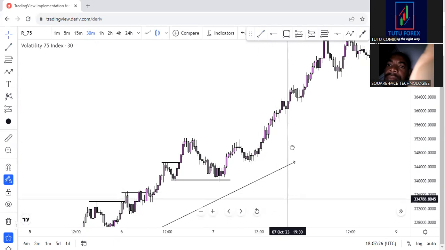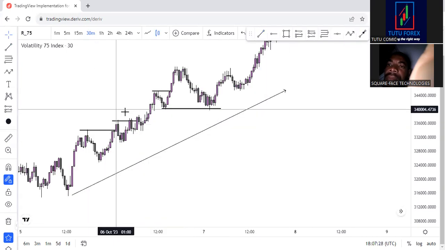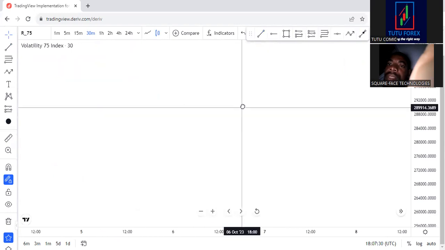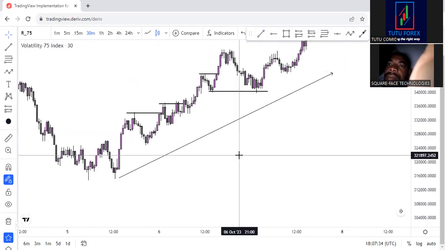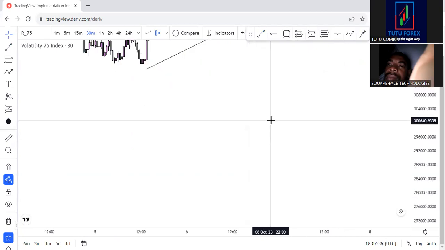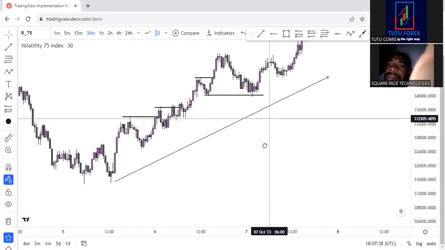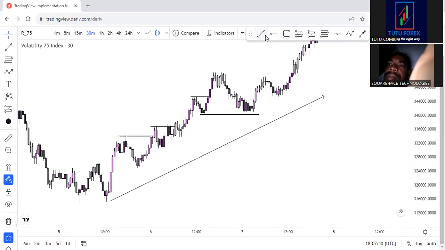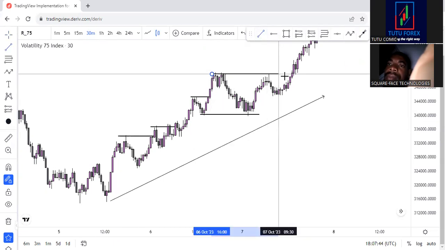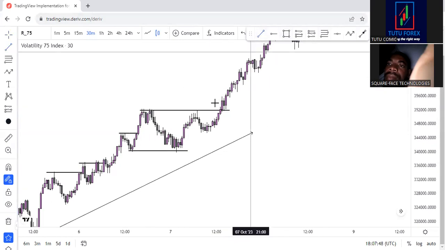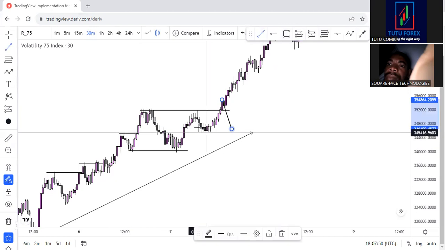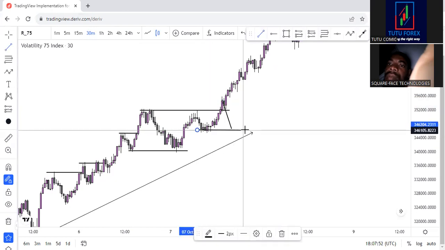Because if you see now, there's no difference between what I've explained here and what I just explained down right here. What you need to do is just wait for price to break. Like, look at here now. I waited for price to break. Price broke the structure. I was expecting price to retrace back to this level here.